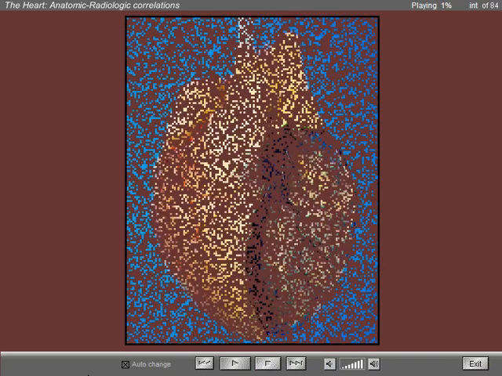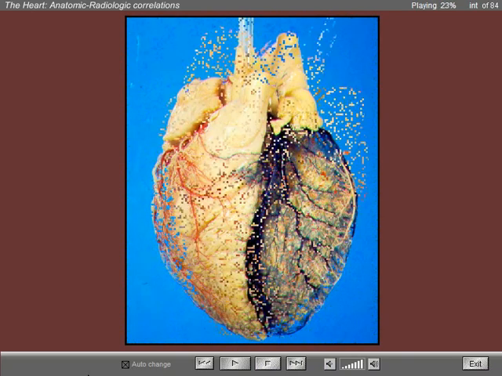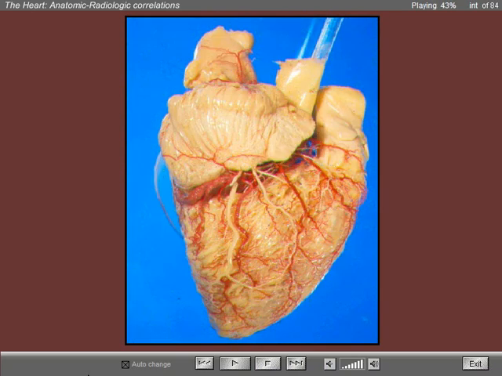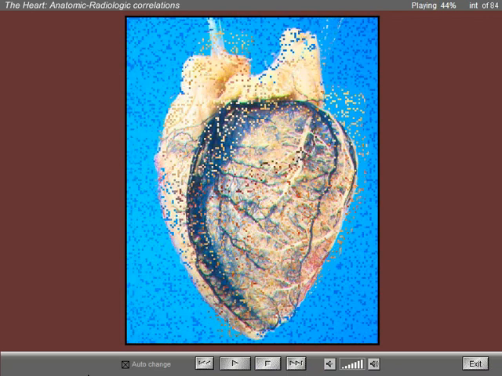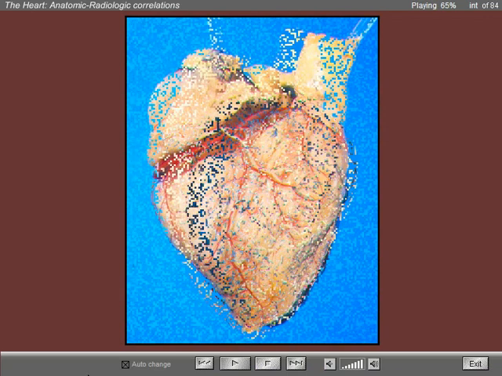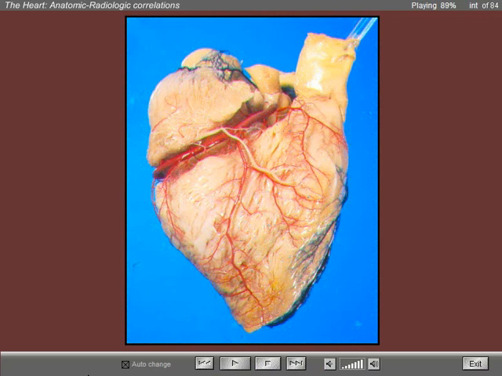The heart is an amazing organ. It beats about 100,000 times a day, more than 2.5 billion times during a 75-year lifespan.